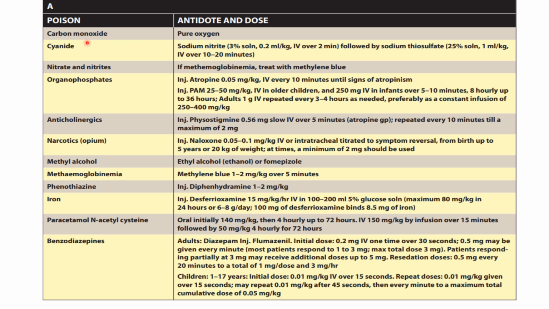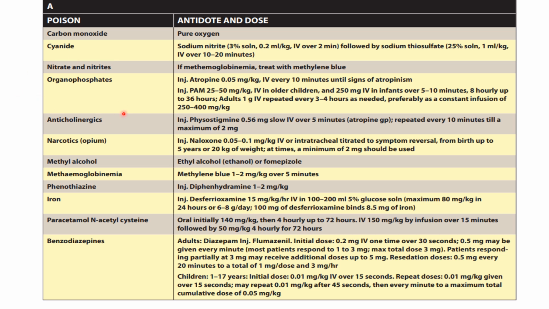So carbon monoxide we have already learned, the antidote is pure oxygen. Then cyanide. Cyanide we can use hydroxycobalamin as well as, in older times, previously a cyanide kit was used. Then nitrate and nitrates. If methemoglobinemia is there, treat with methylene blue.